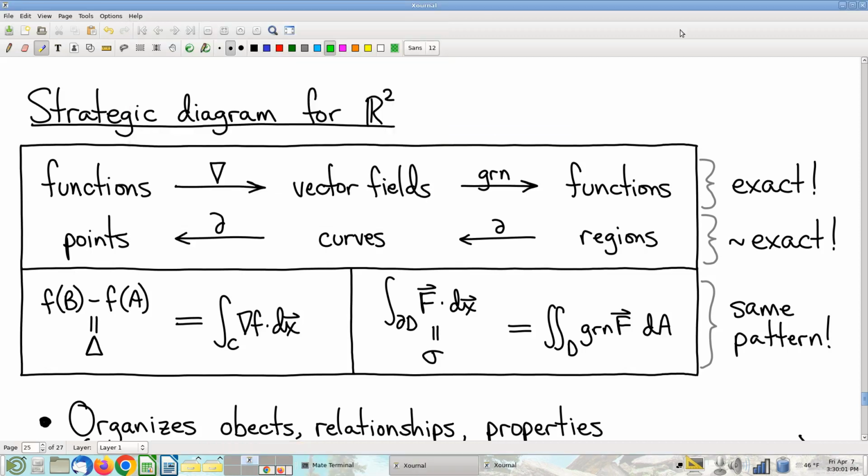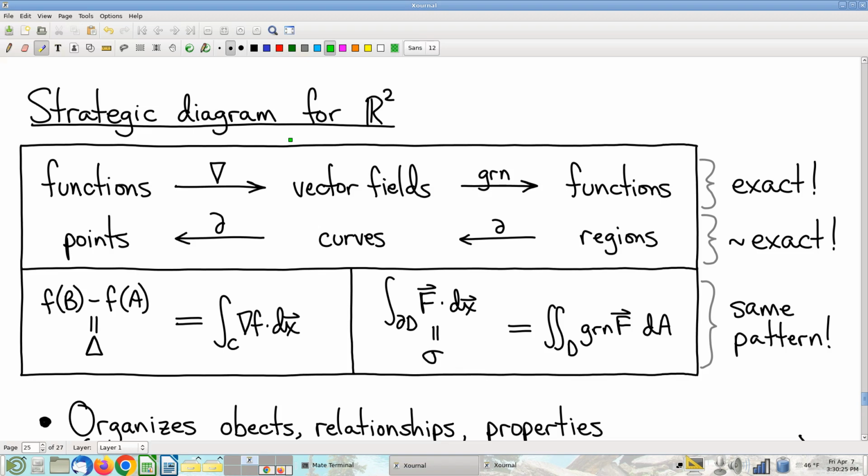Okay, we're recording. So here's where we were last time. We were talking about this diagram, what I like to call this strategic diagram. It's just a way of organizing the objects and tools that we are using in the course. And I already spent some time talking about some of the ways that patterns become visible, etc.